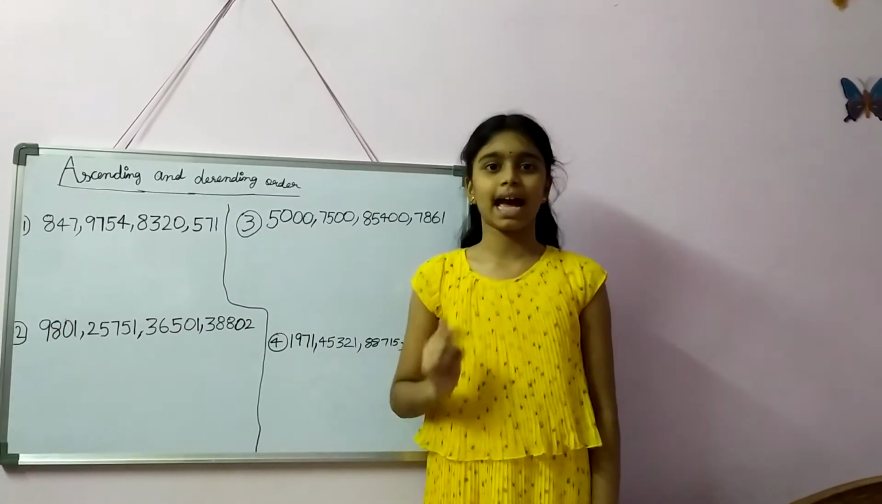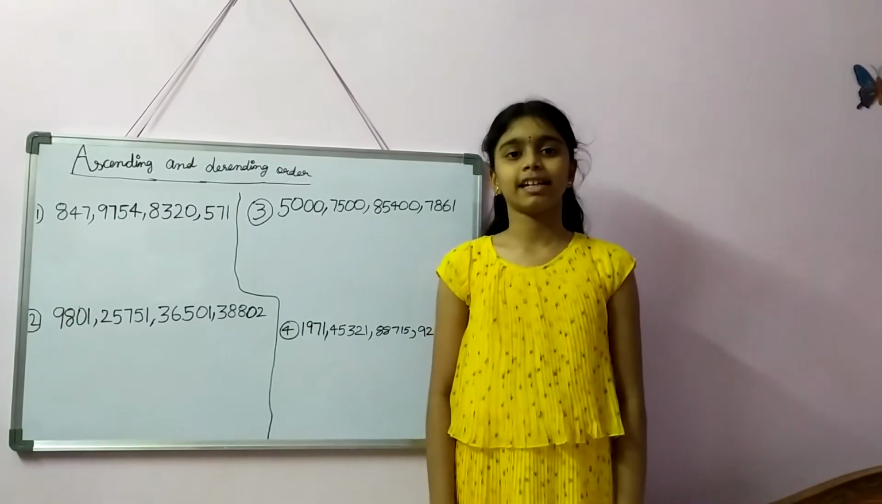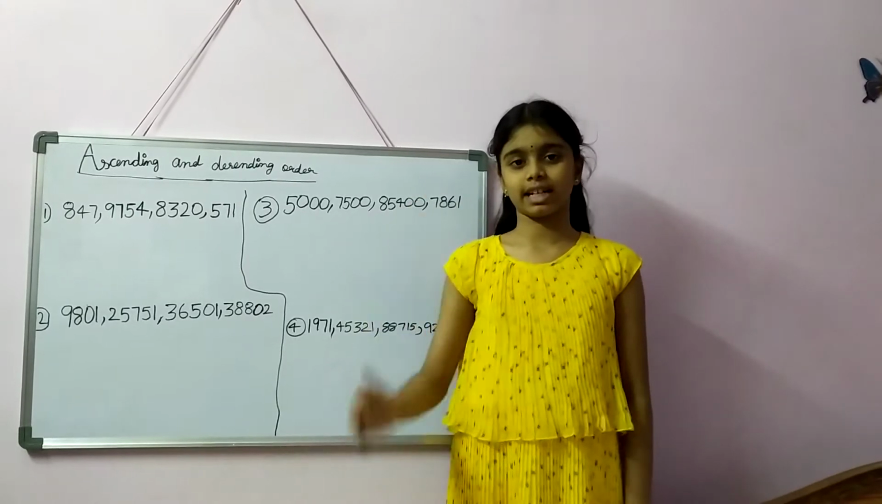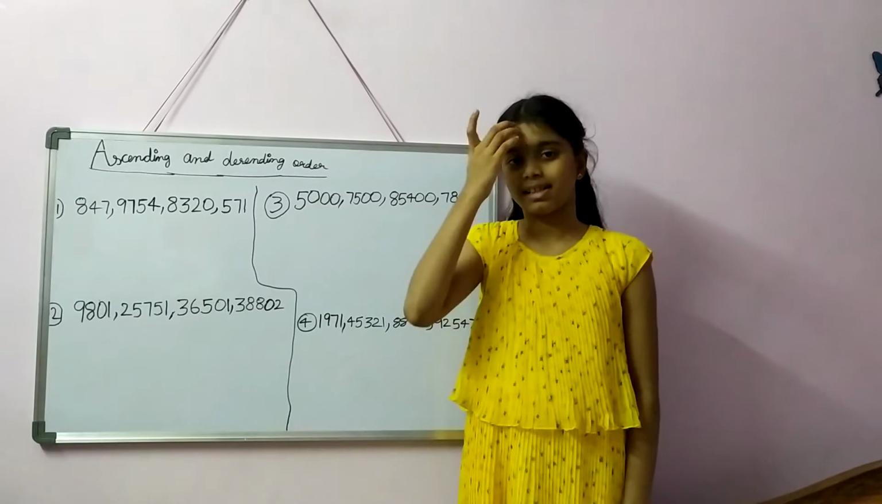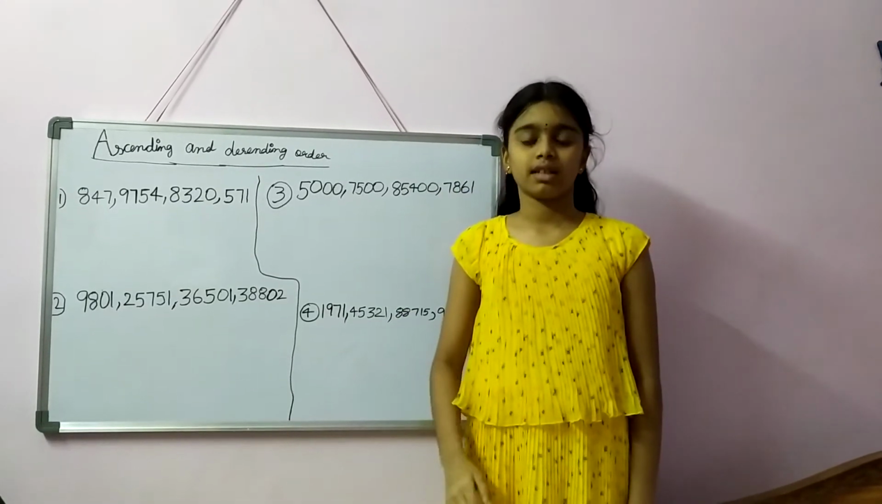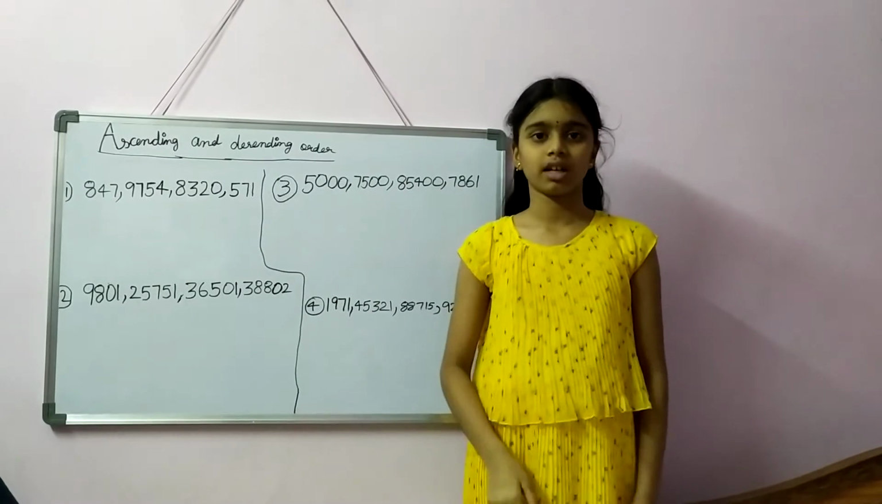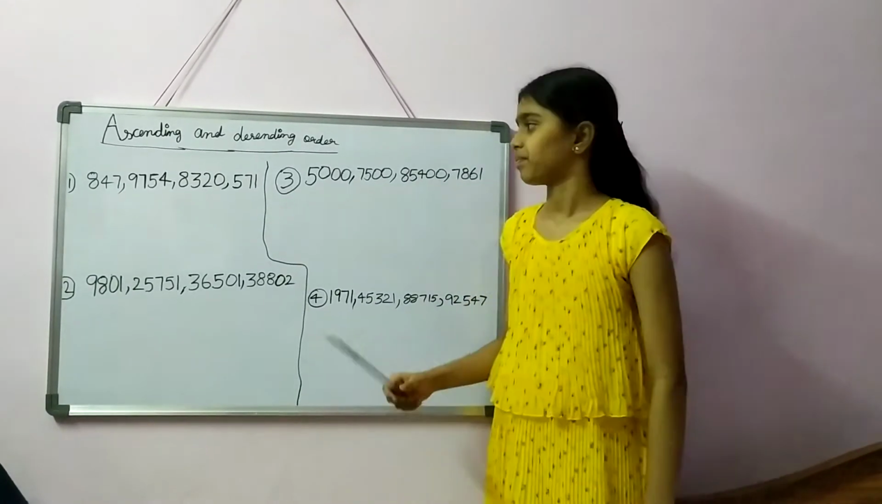About the ascending and descending order. What is an ascending order? Ascending order is arranging numbers from smallest to greatest. What is a descending order? Descending order is arranging the numbers from greatest to smallest. Let us start.